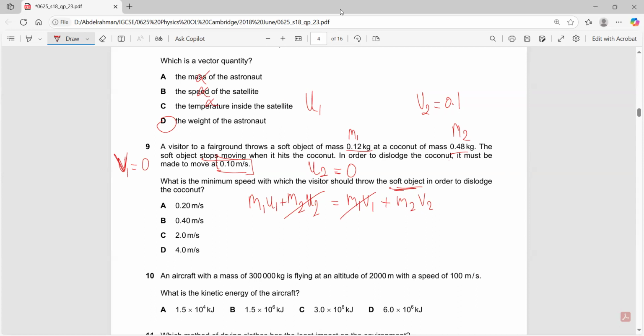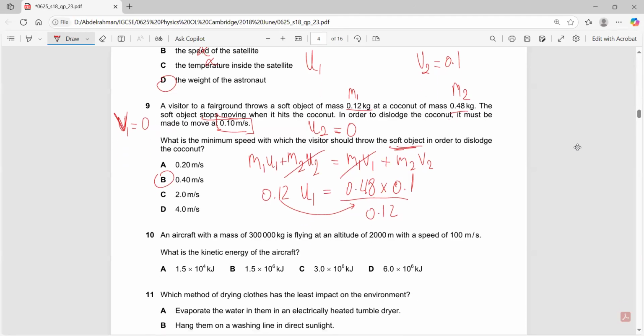What's M1 U1? M1 was 0.12, and I do not know U1. You need to find U1. It equals M2, which is 0.48, times V2, the final velocity of the second object, 0.1. If you solve for this equation, so divide by 0.12, this will give you a speed of 0.4 meters per second. The initial velocity of the soft object was 0.4 meters per second.